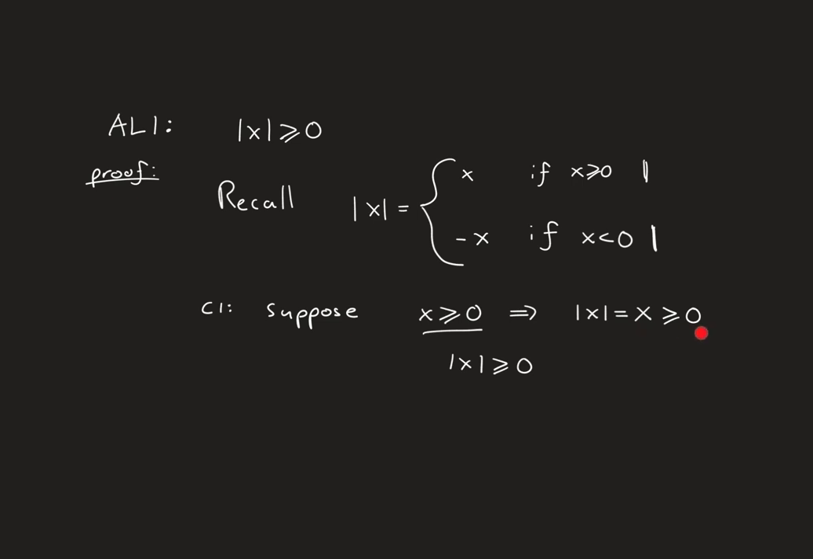Absolute value of x is equal to x. Oh, it's not even that. I just replaced this x with the absolute value of x. Never mind, it's not even transitivity or anything. Anyways, case 2.